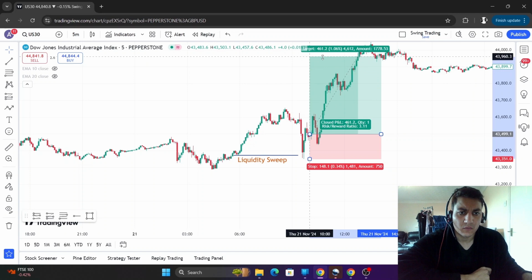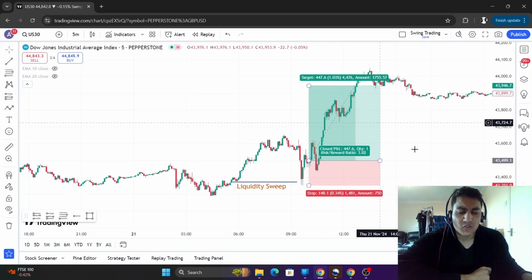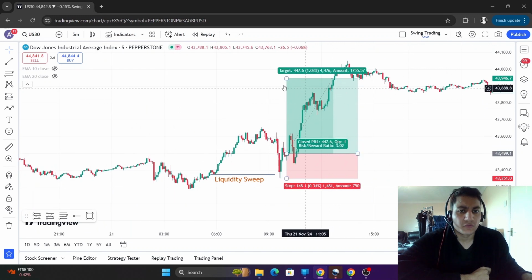Or in this case, a 3-to-1. And down moves a lot, right? It moves quite a lot, so you can get quite a decent risk to reward ratio. Never more than the 3-to-1, like we always say.